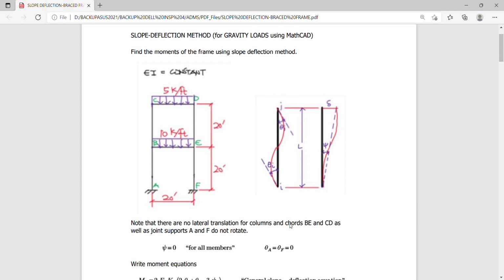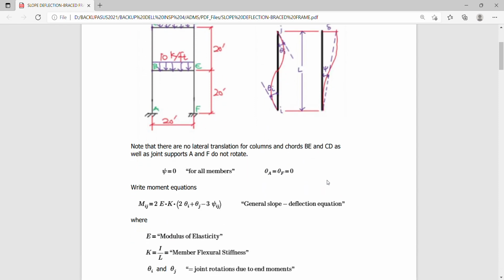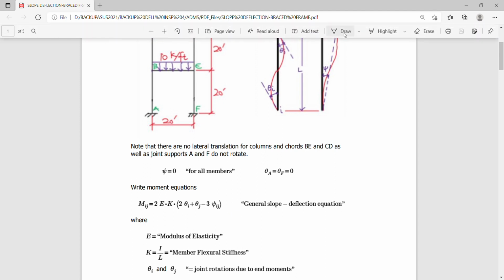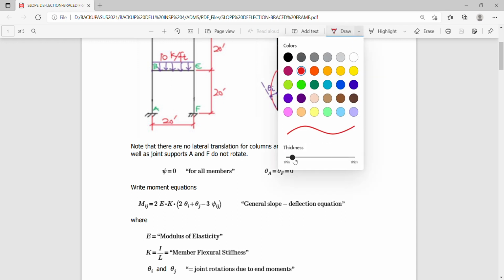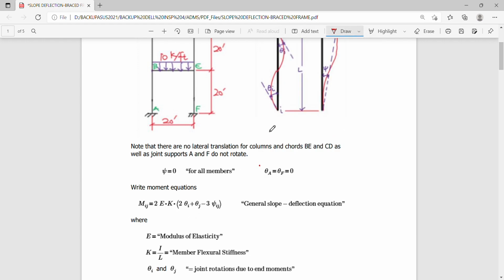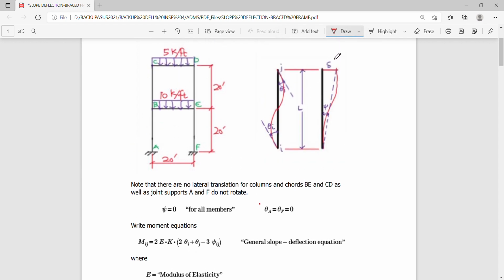So to give you a recall on what we did last time, we actually defined the general slope deflection equation as the basis for your solution. And I also gave you this figure here to represent the effect of end rotation and the effect of joint translation.